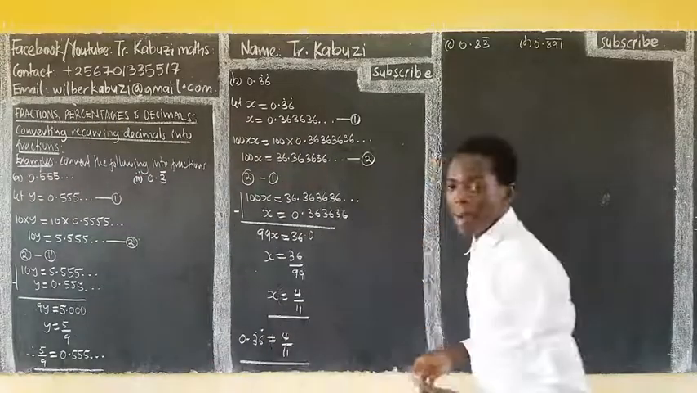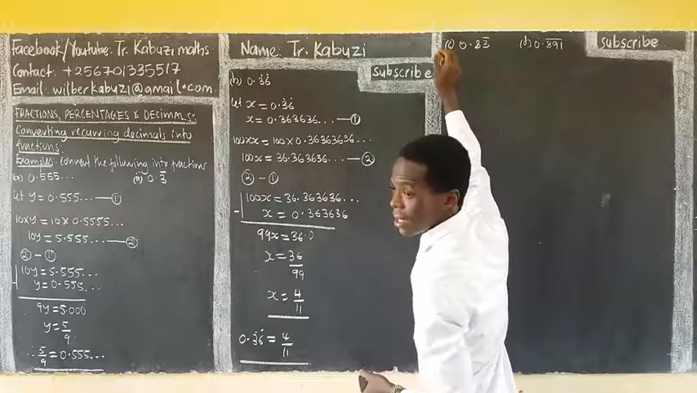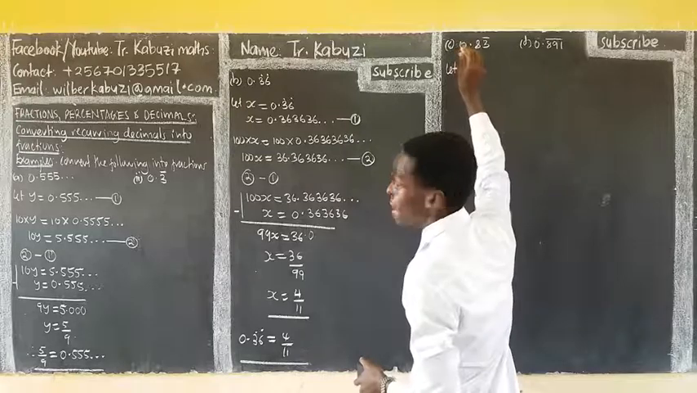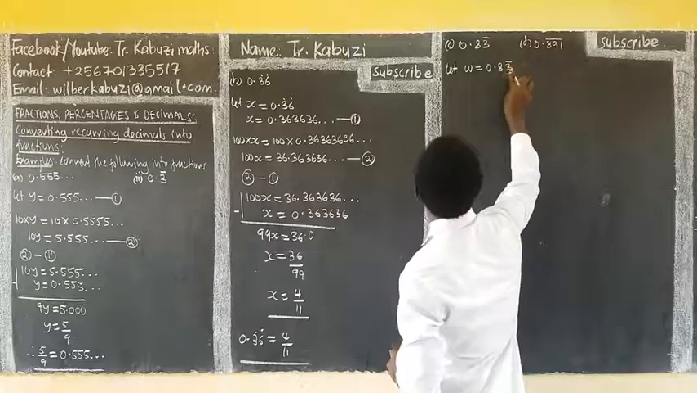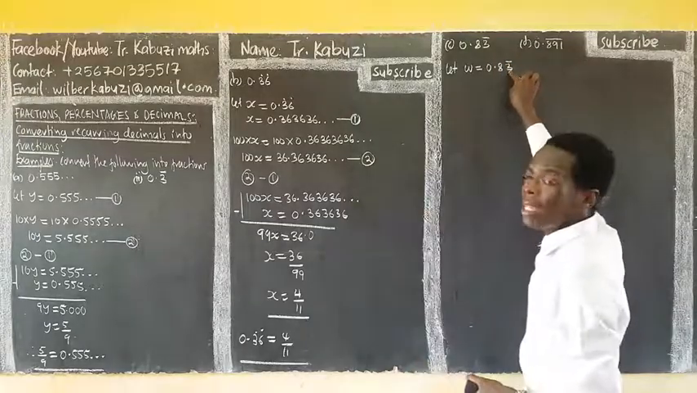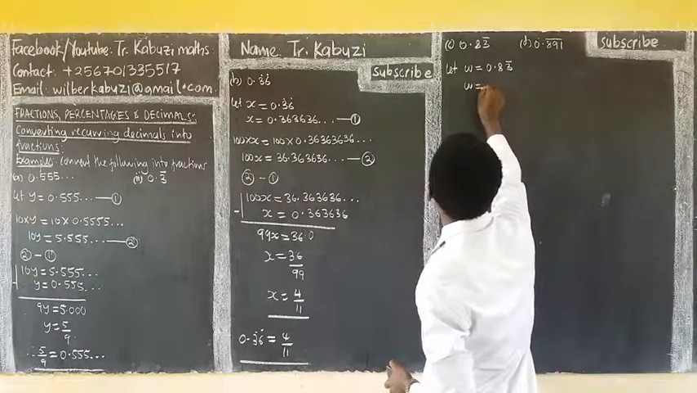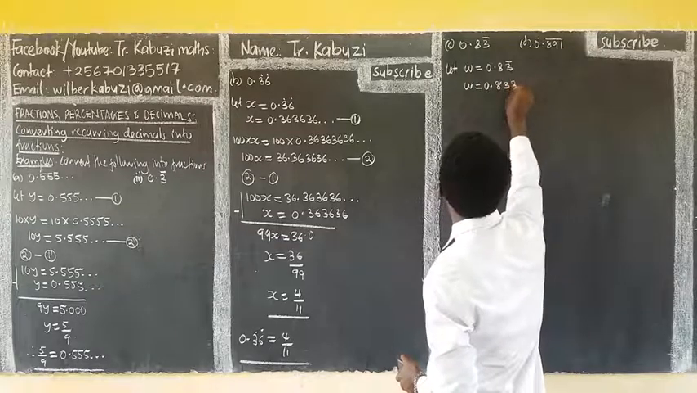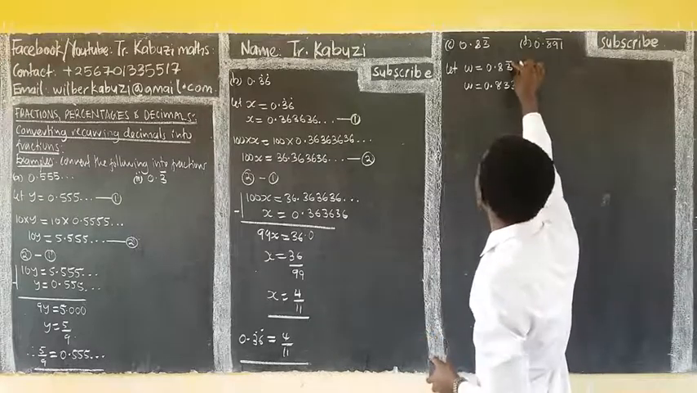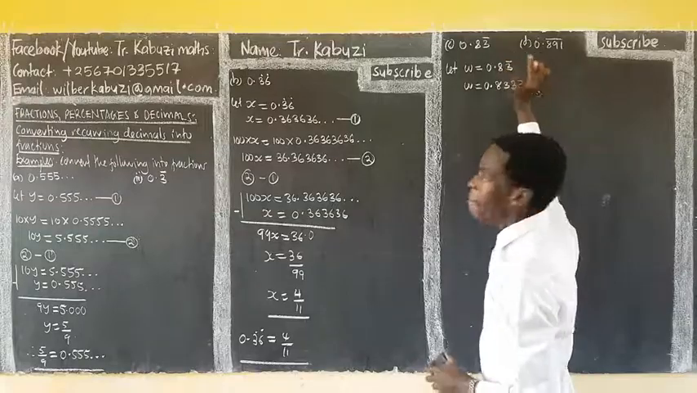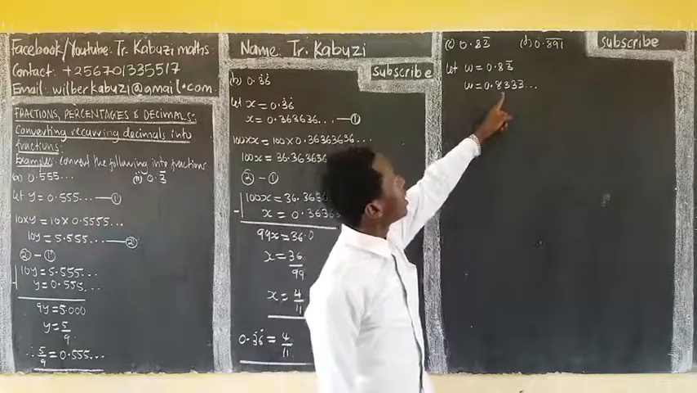Still we say, which number should we use? Okay, someone is saying let us use W. Okay, let W be 0.83 bar. This one means it's only 3 which is recurring. This one is not having anything, so it is not recurring. So this one is the same as 0.8333 recurring. So it's always 3 because the bar is on 3. So that's the difference.